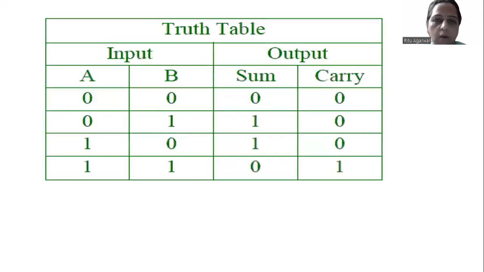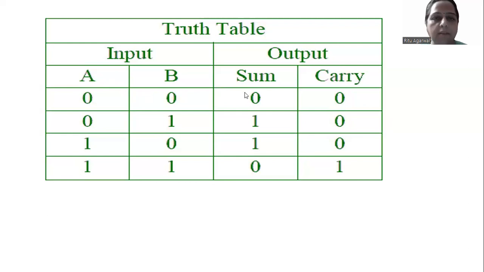Now we will see how this half adder works with the help of a truth table. In the truth table, we have inputs A and B and outputs sum and carry. For the inputs A and B, we have different combinations. Since we have two inputs, we have 2 to the power n combinations, that is 2 to the power 2, which equals 4 combinations: 00, 01, 10, and 11. For sum, the Boolean function is A XOR B.